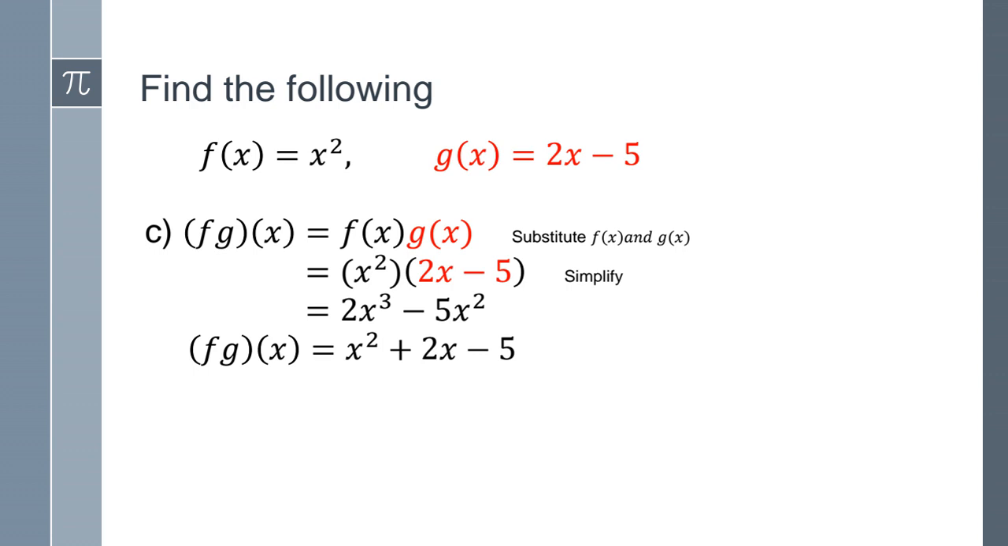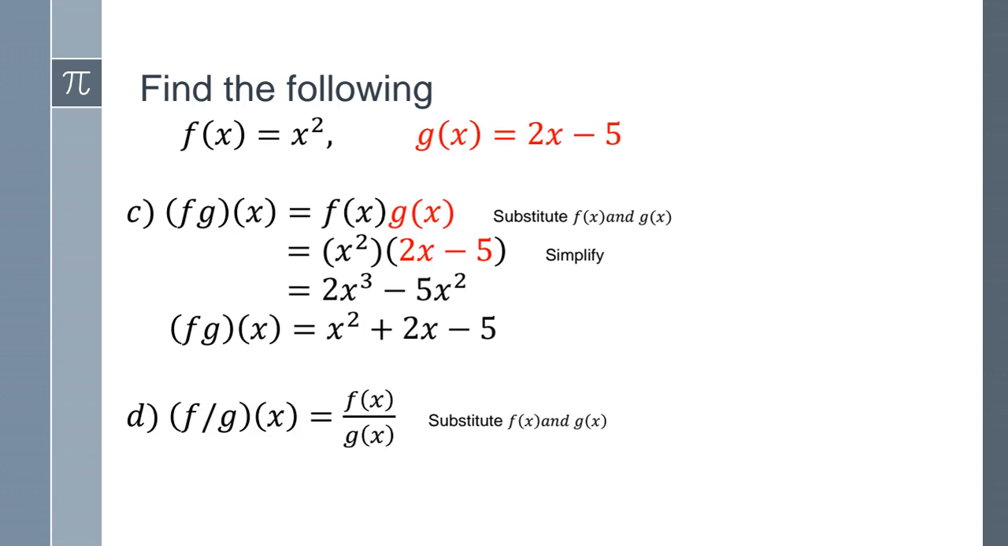Let me move on, again, this line shouldn't be here because this is our final answer right here. So now if we look at the division of f of g of x, they're telling me to divide f of x by g of x. Let's go ahead and substitute. So f of x is x squared. G of x is 2x minus 5.